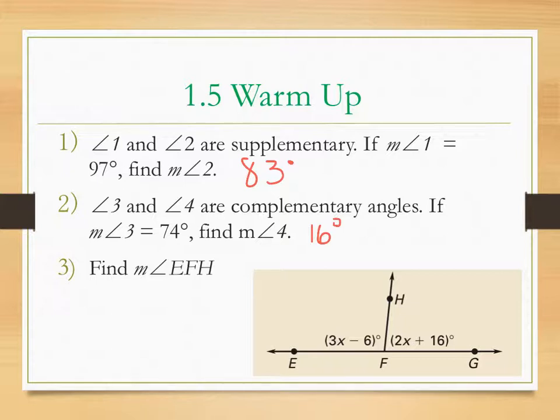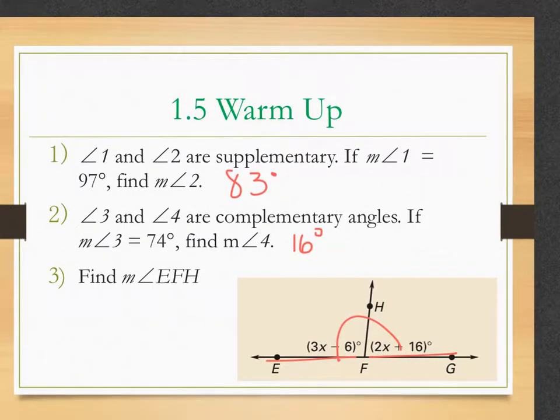Okay, and then 3 says find the measure of angle EFH. So in that diagram, you've got 2 angles that form a line. What are they called? Okay, all right, all of you are right. These 2 are opposite rays. These angles would be a linear pair, right?